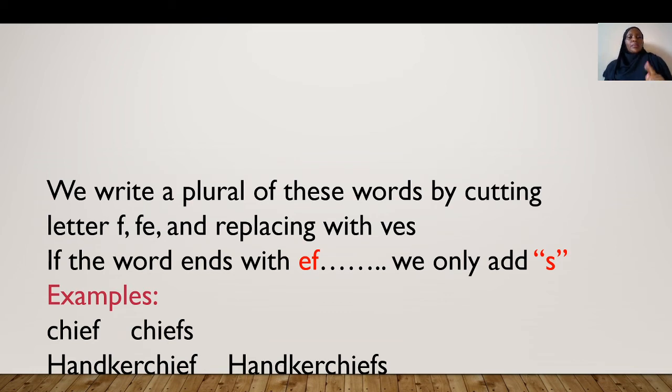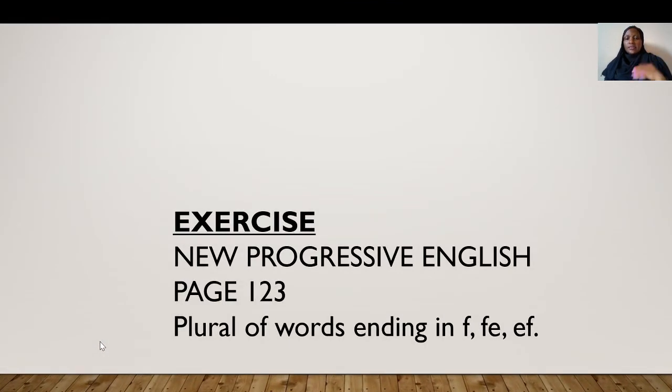Remember we have said, if a word ends with F or FE, you replace that F or FE with VES. If a word ends with EF, we have said what you do is only add letter S, like chief, chiefs. You see, we have not changed anything. What you have done is only adding S.